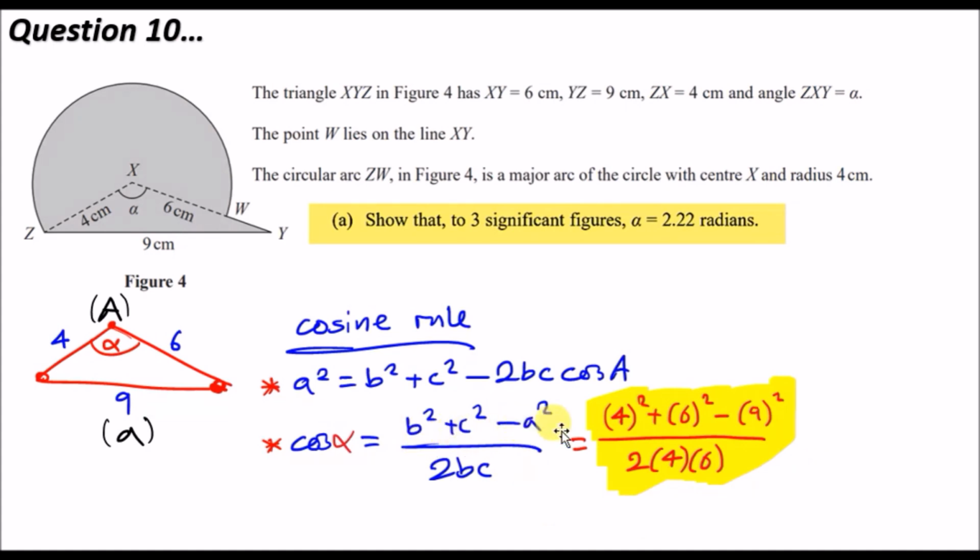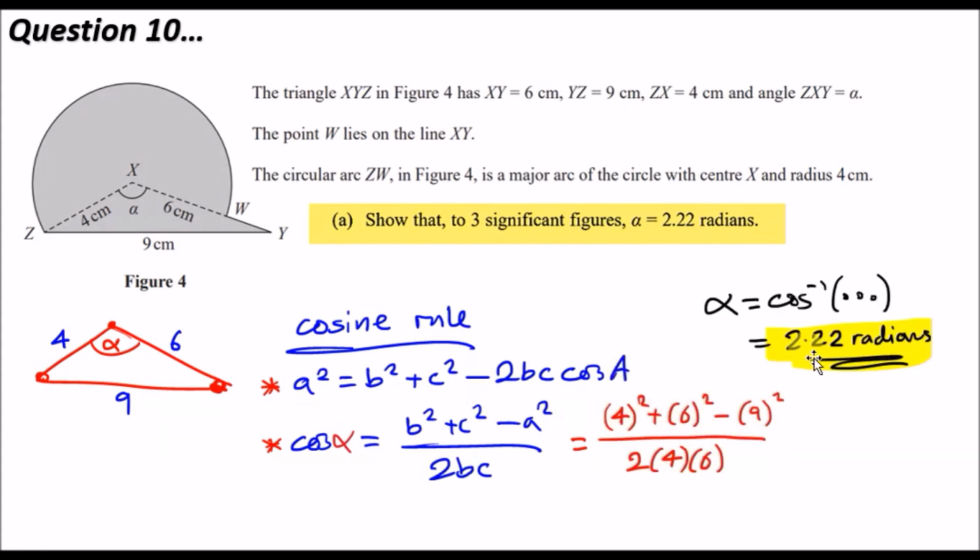So b squared plus c squared minus a squared is 4 squared plus 6 squared minus 9 squared over 2 times 4 times 6. Easy stuff. And then, of course, that equals cos alpha. Now, all you want to do literally is firstly make sure your calculator is in radian mode, and then evaluate this, and then cos inverse. And then finally, you get 2.22 radians. Easy stuff. So, let's move on to B now, yeah?